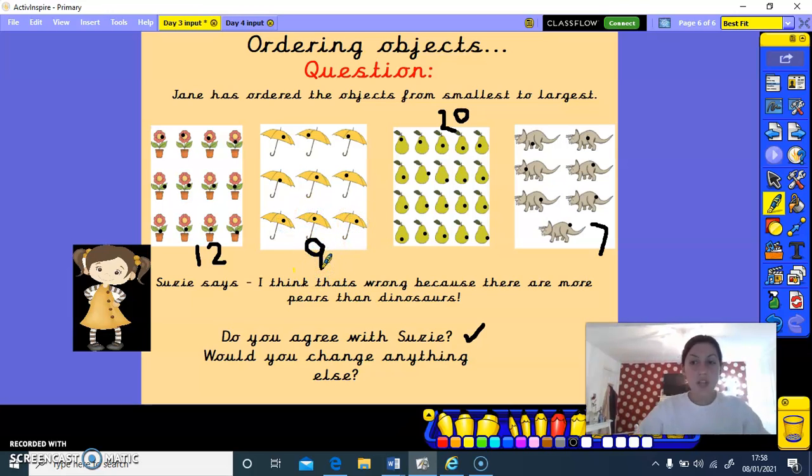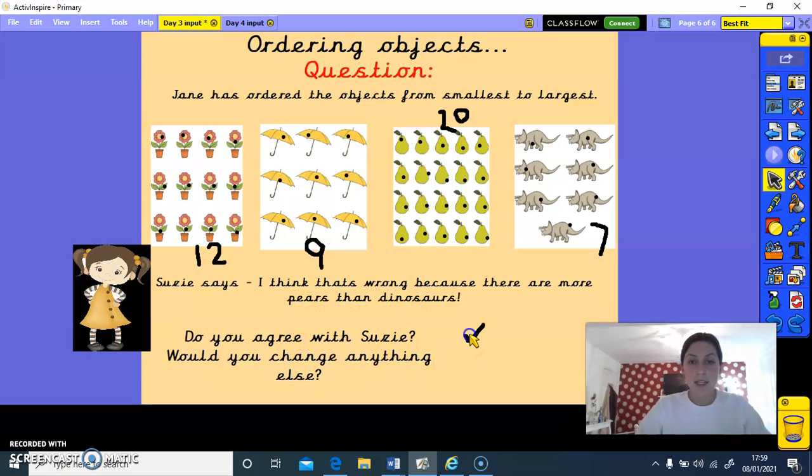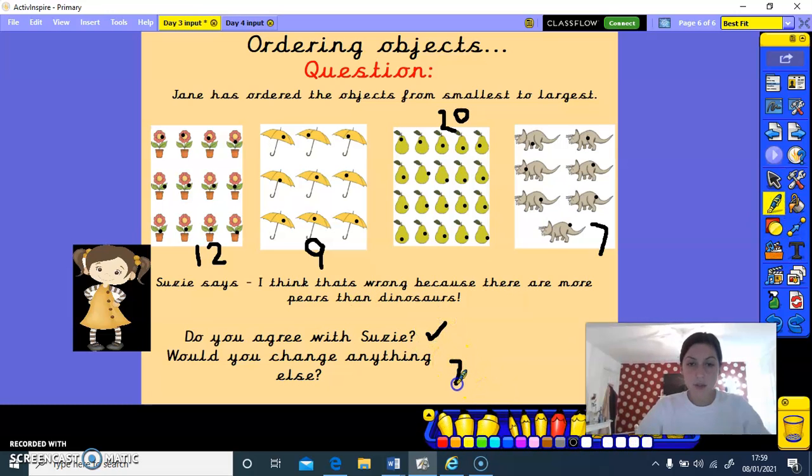So, would you change anything else? Yes, I think we need to swap our flowers and umbrellas. So on the bottom here, I'm just going to write the numbers in the right order. So it would be 7 for 7 dinosaurs, 9 for 9 umbrellas, 12 for 12 flowers, and then 20 for 20 pears. And there we have it. We've answered the question and we've double checked and we've made sure that we're correct. Jane got a bit confused. Susie spotted one mistake, but we've sorted the rest out. So well done, Year 1.